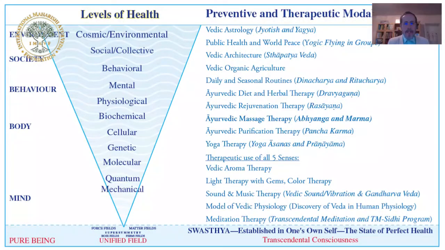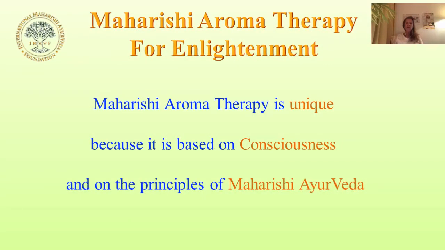And the goal of all these different approaches is to achieve a state of swasthya. It means to be established in oneself, the state of perfect health, transcendental consciousness. And all these different approaches aim to restore the connection between the body and its source in consciousness. And so now we start to see how Maharishi Aromatherapy is going to help us. So Maharishi Aromatherapy is unique because it is based on consciousness, and it is based on the principles of Maharishi Ayurveda.